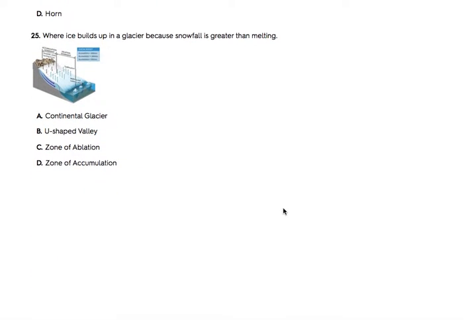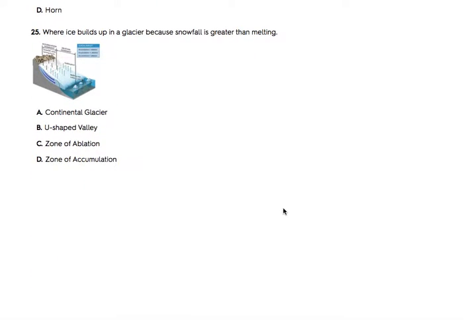And 25. Where ice builds up in a glacier because snowfall is greater than melting. A, continental glacier, B, U-shaped valley, C, zone of ablation, D, zone of accumulation.